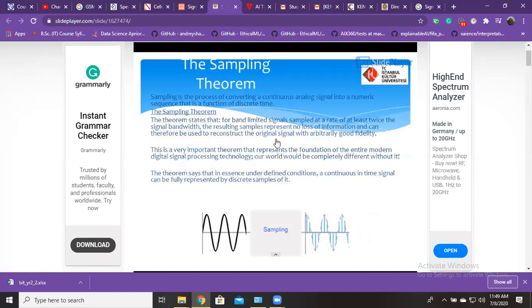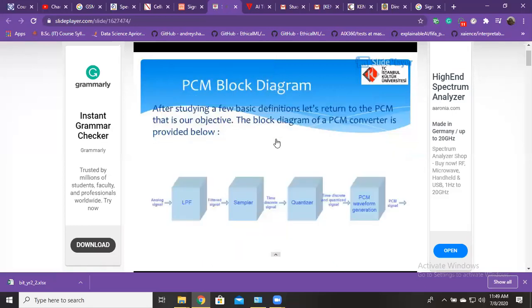The sampling theorem. The theorem states that for band-limited signals sampled at a rate of at least twice the signal bandwidth, the resulting samples represent no loss of information and can therefore be used to reconstruct the original signal with arbitrarily good fidelity. This is a very important theory that represents the foundation of the entire modern digital signal processing technology. Our world would be completely different without it. The theorem says that in essence, under defined conditions, a continuous in time signal can be fully represented by discrete samples of it.